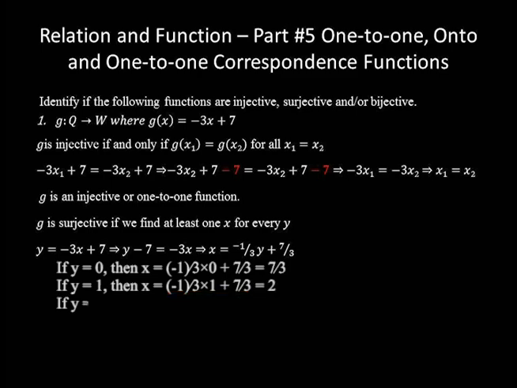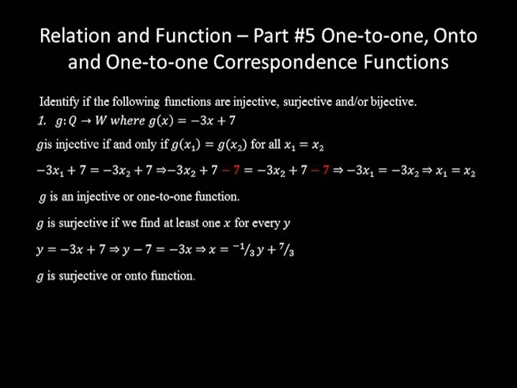If y equals 2, x equals -1/3 times 2 plus 7/3. -1/3 times 2 is -2/3. Negative 2 over 3 plus 7 over 3 is 5 over 3. For every whole number y, we can find a rational number x. Therefore, g is a surjective function.